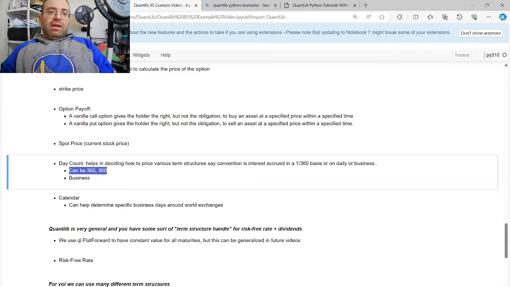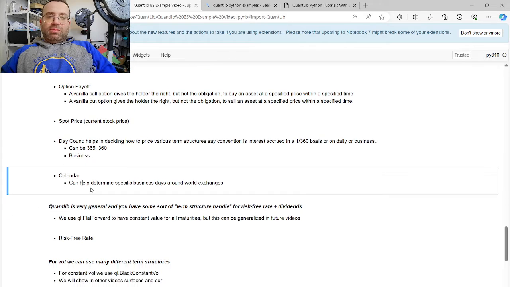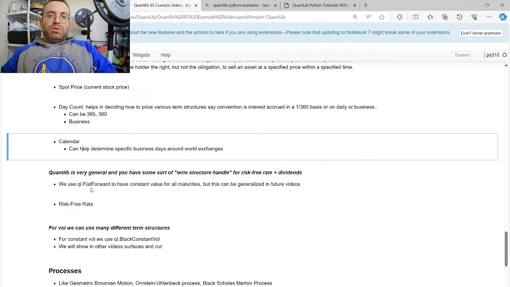Okay. And there's another thing to add to the generality, which is a calendar. This gives you specific business days around world exchanges. Maybe a good example is the U.S. has certain business days, and let's say Hong Kong has different business days. So that's important to know. This library is just so general. You can do anything. We're showing you the most specific example with everything constant, but we're showing you the general thing.